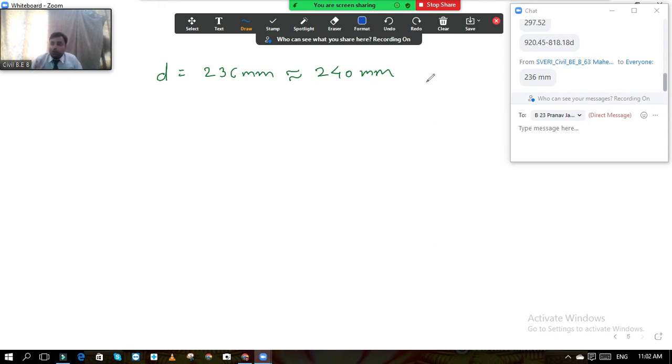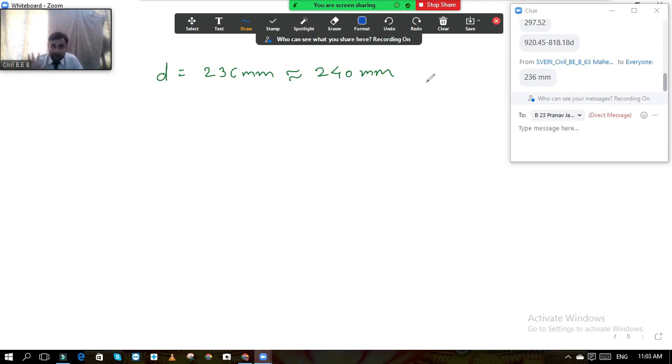So what we have done now, we have calculated the values of the depth by one-way shear. How much is the minimum depth we should provide for punching shear? That we have calculated. Now we have two values. One is 460 mm, another is 240 mm. If you provide the depth of 240 mm, then it will be safe for single shear, but it will fail in punching shear.